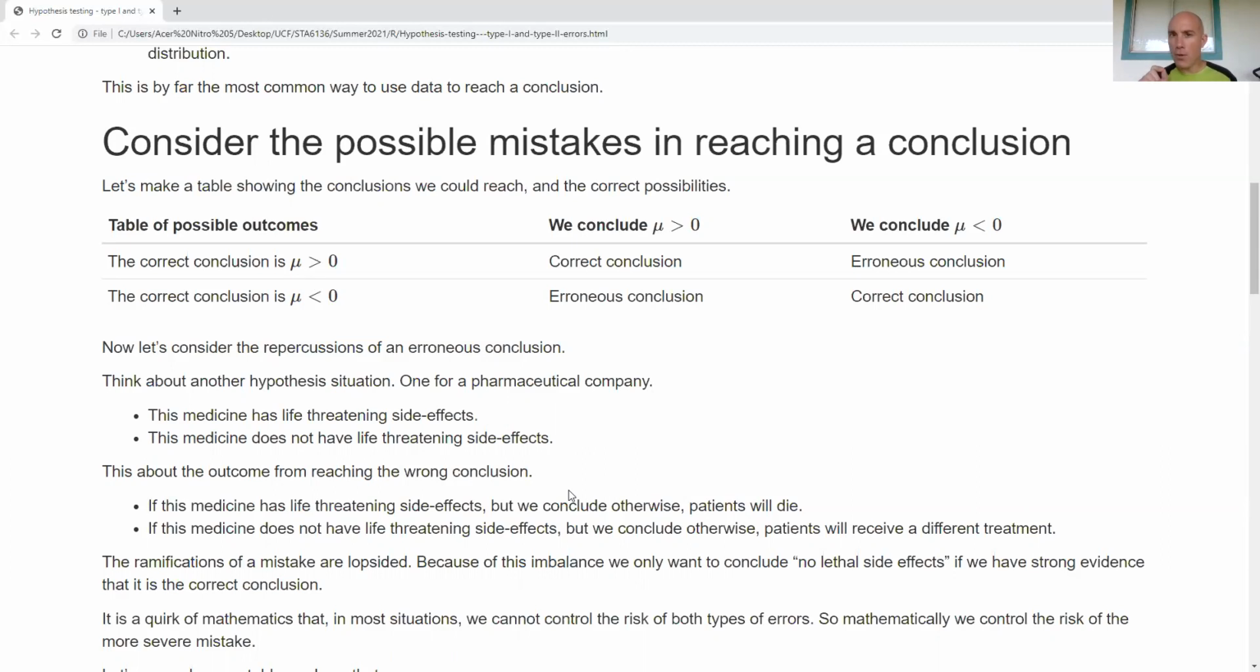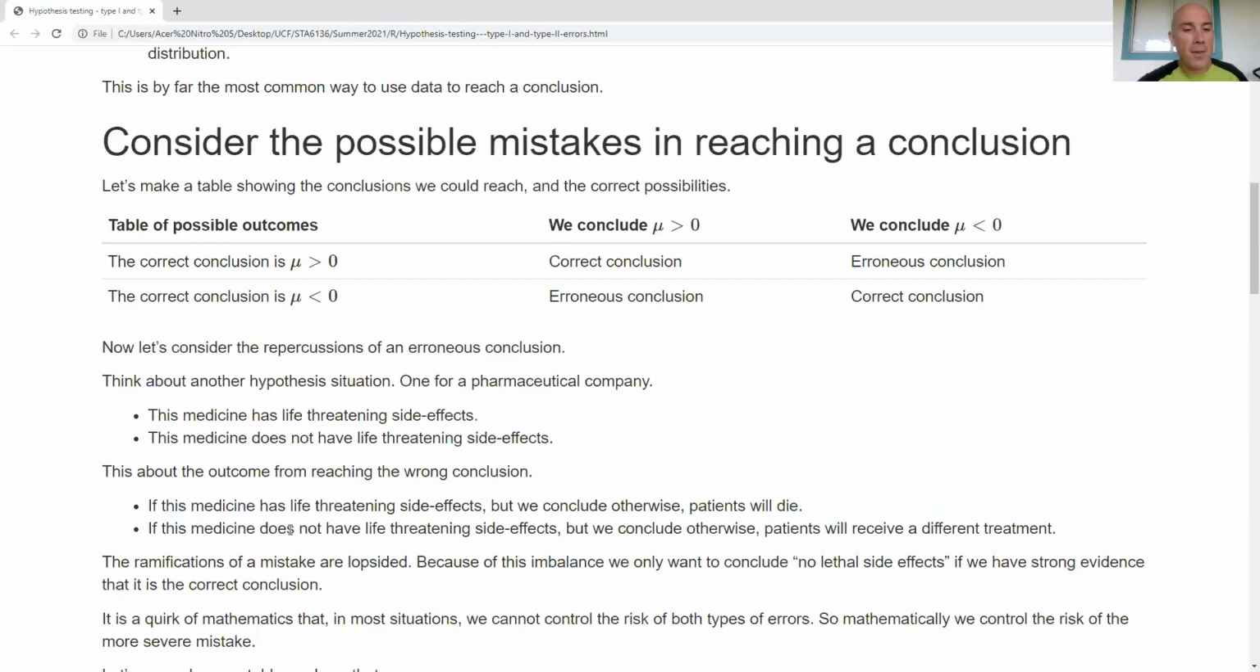Okay, so what are the outcomes from an incorrect conclusion? All right, so now we're actually articulating the risk. If the medication has life-threatening side effects, but we conclude otherwise, so we conclude that it's safe, but it's not, patients will die. All right, that's a pretty severe penalty, repercussion. That's a problem.